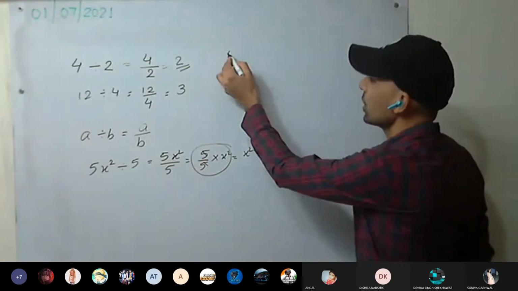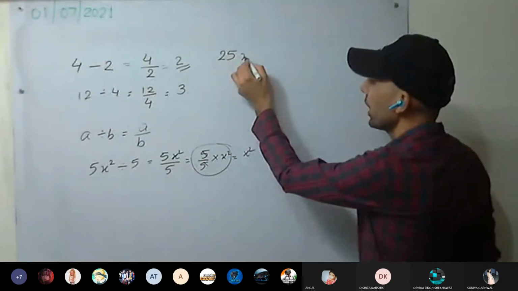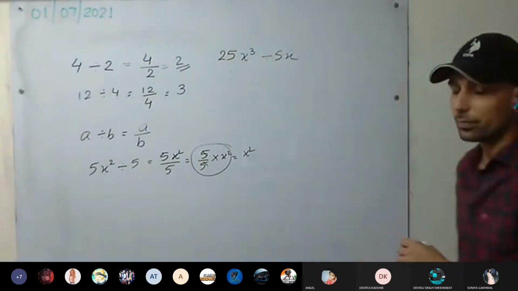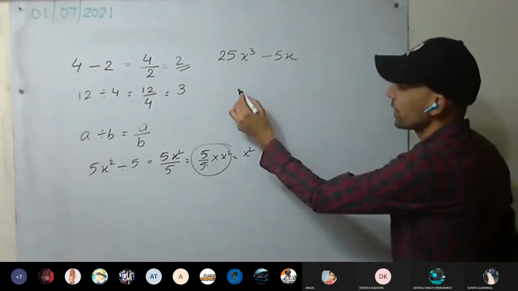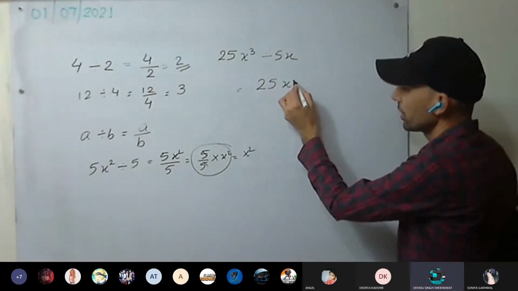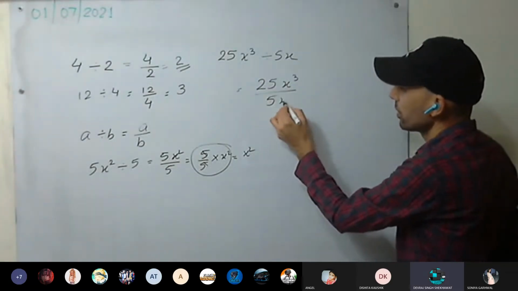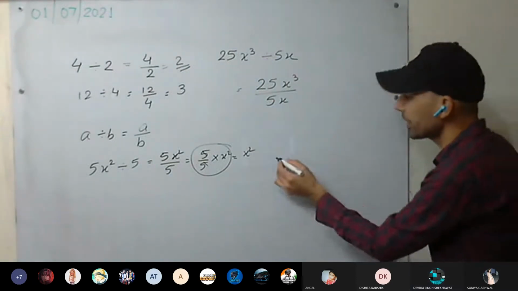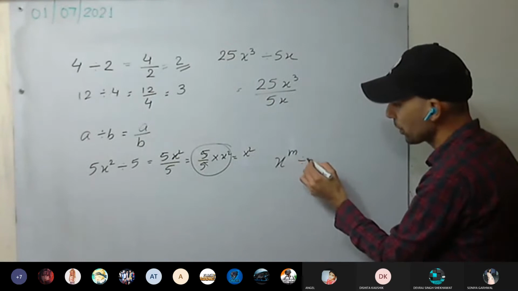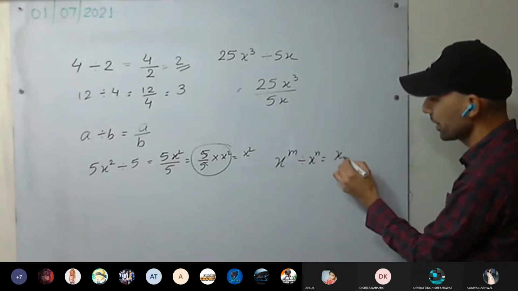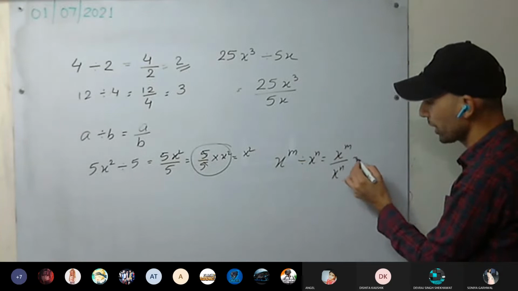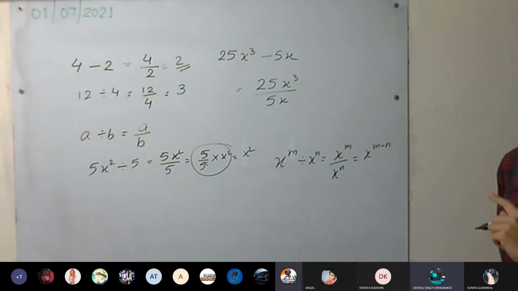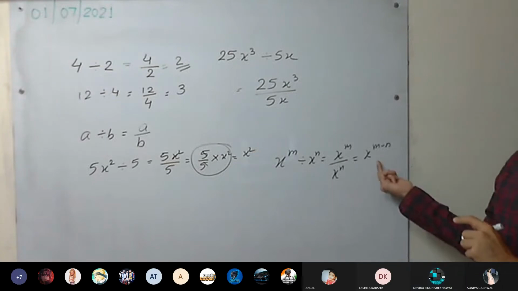Next is 25x cube divided by 5x. So how are you going to write this one? 25x cube upon 5x. Now how to solve? We have studied that x to the power m divided by x to the power n can be written as x to the power m minus n. We have done this in exponents.